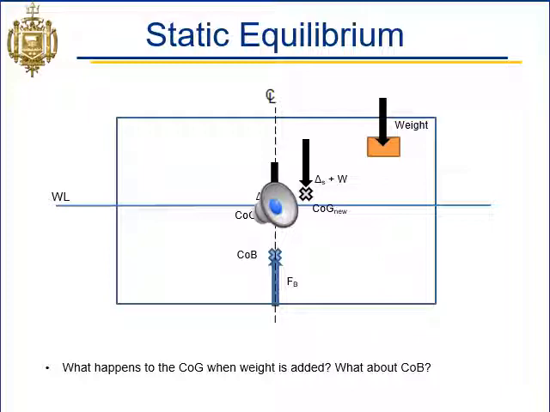And then in the upper right you see an orange weight which is added to the ship. So what's going to happen to the center of gravity of the ship when you add that weight? Well, it's going to shift in a straight line towards the weight that was added. So you can see the original center of gravity location, and then up and to the right of that a little bit is the new center of gravity location of the overall ship now that you've added the weight.